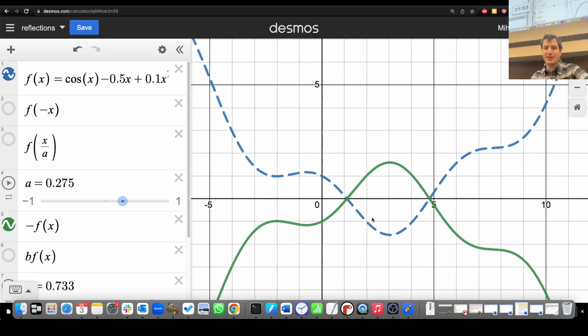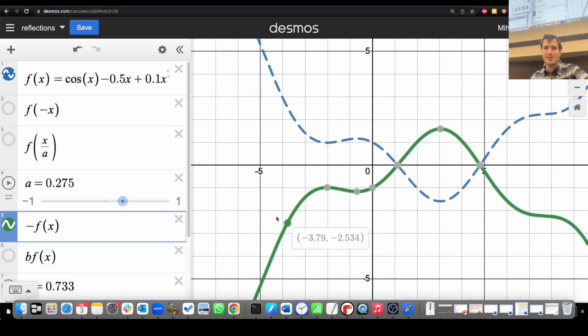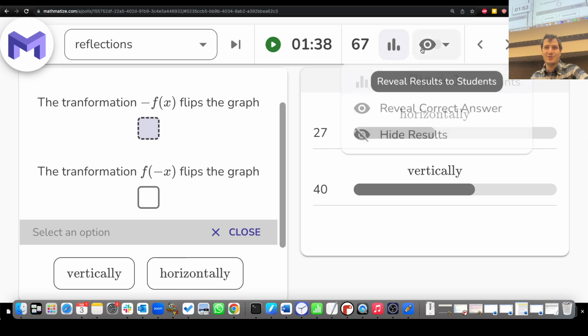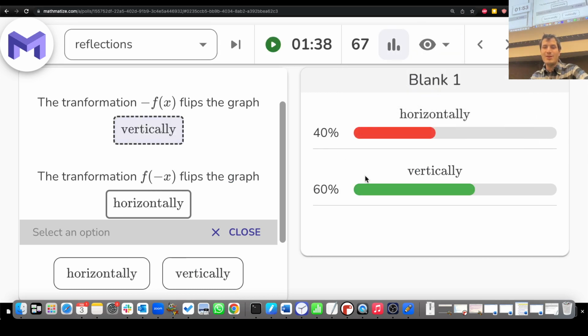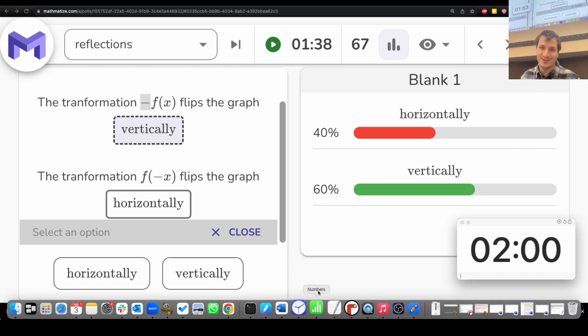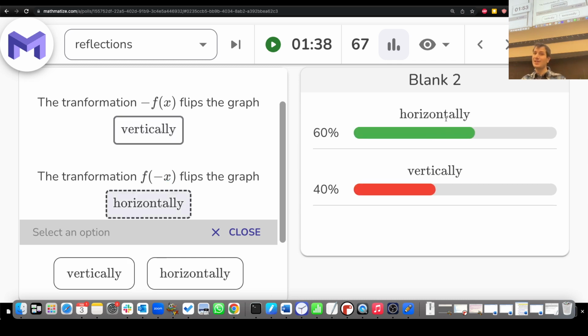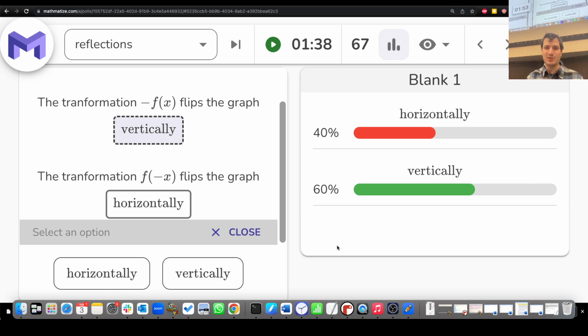That is vertical. Look, see? The little down peak got made into an up peak. This going down and this going up are opposites of each other. The correct answer is vertically. And again, the way you can tell is if you do stuff outside of f, that is messing with the y values. And if you mess with the y values, that's a vertical flip. If you do stuff inside of here, that is messing with the x values. So that's going to be horizontally. So minus f of x flips it vertically. F of minus x flips it horizontally.